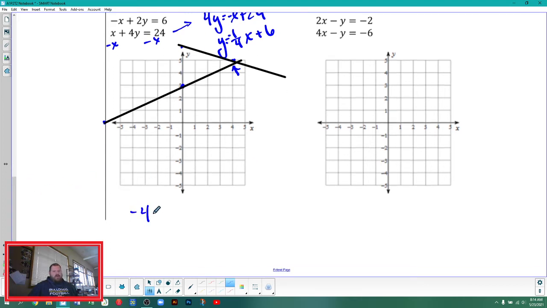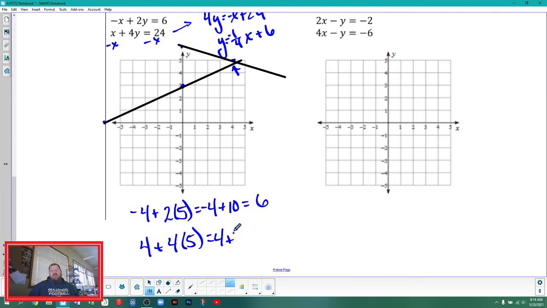So negative 4 plus 2 times 5. I believe that equals 6 because that's negative 4 plus 10. So that equals 6. And then 4 plus 4 times 5. Well, 4 times 5 is, oh, wait a minute. No, that's right. I was thinking that was negative, but it's not. That's going to be 4 plus 20, which is 24.